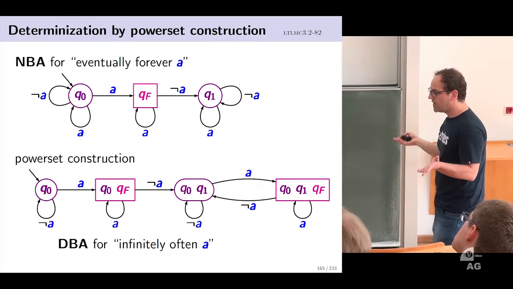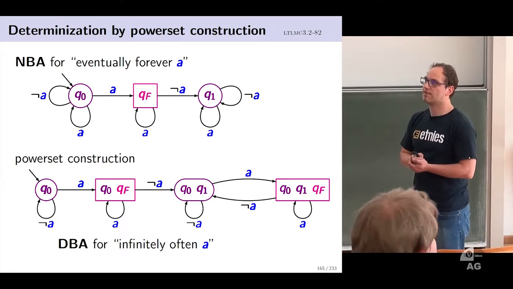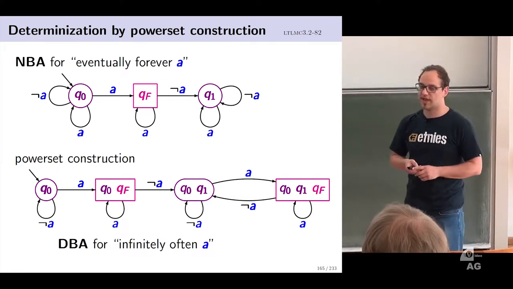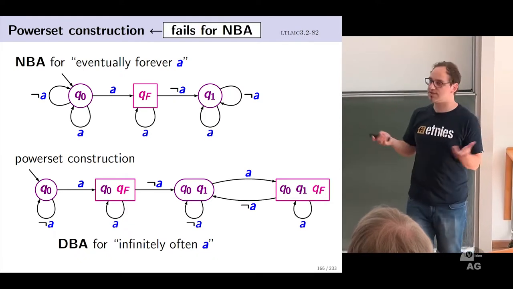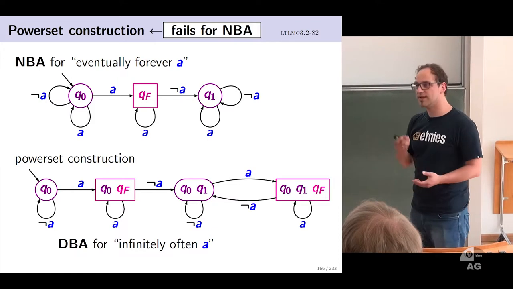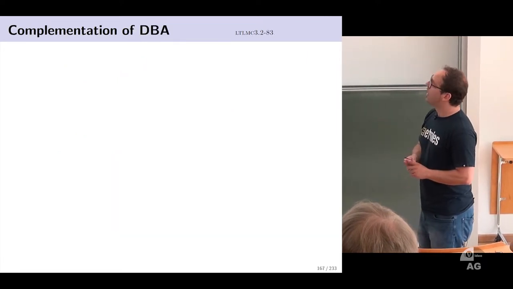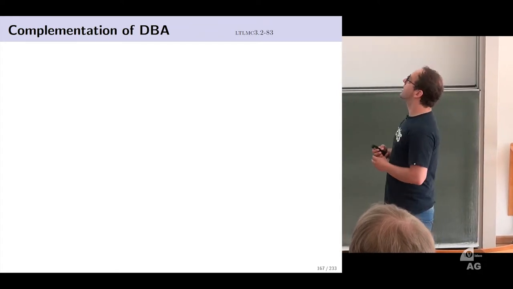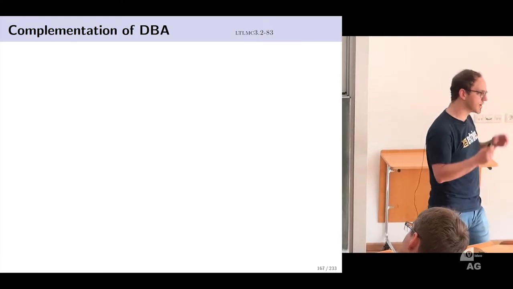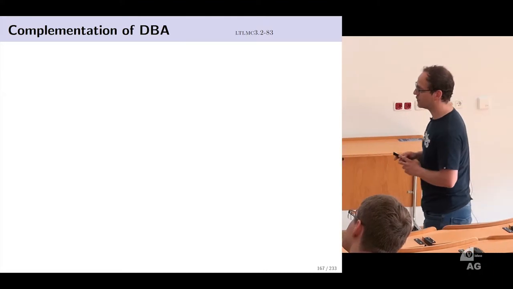Okay, so what have we now seen? We have seen that the usual power set construction from NFA to DFA, if we apply it like this to NBAs, doesn't work. It just fails. It gives you a different language. It may still be interesting in some sense, but it's not language preserving as you would have in the finite word case. Okay, let's look at the complementation of deterministic Büchi automata. We will come back to the language equivalence thing for DBA in a minute.